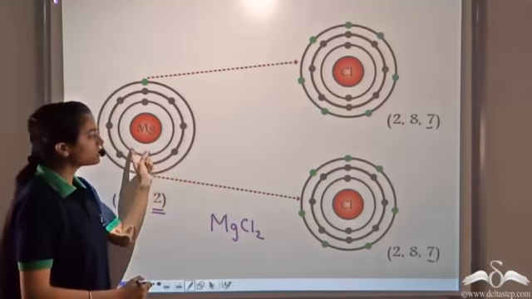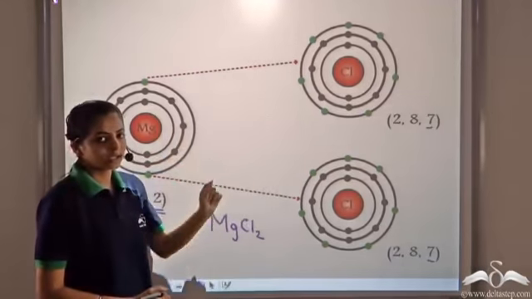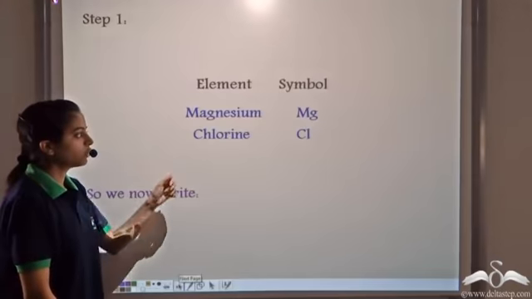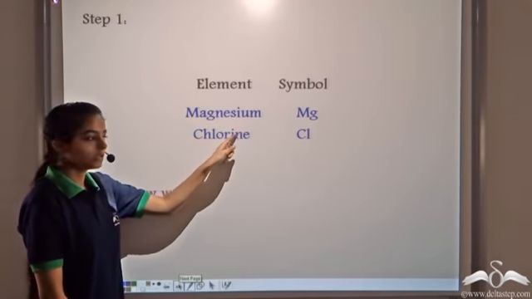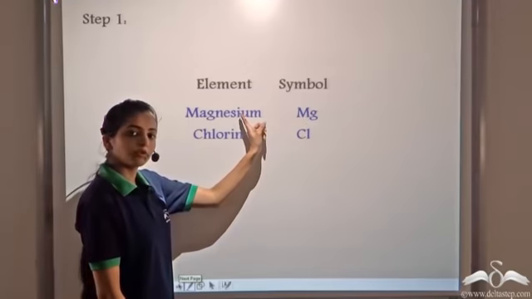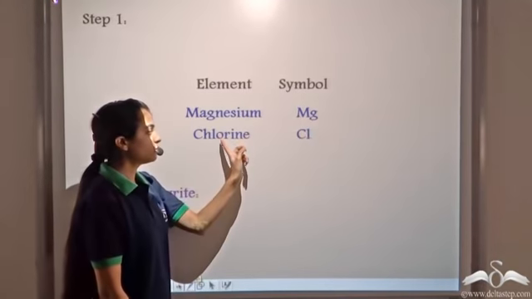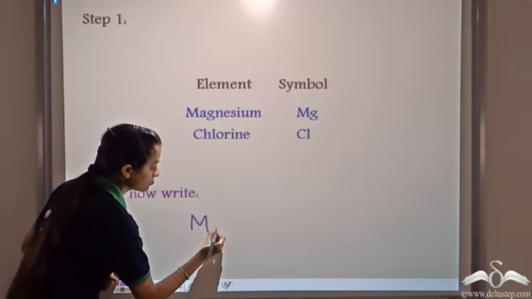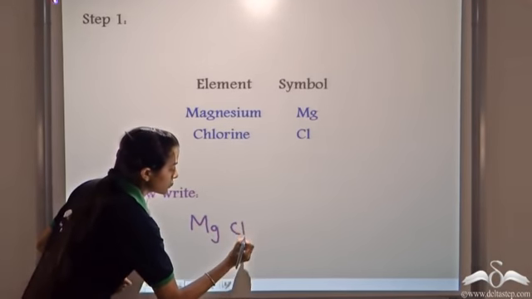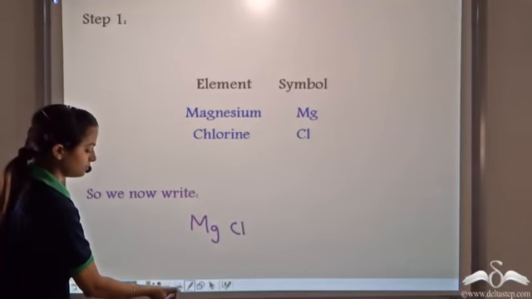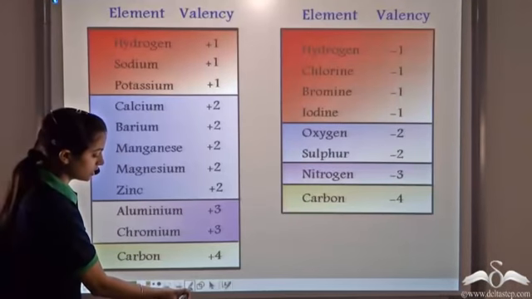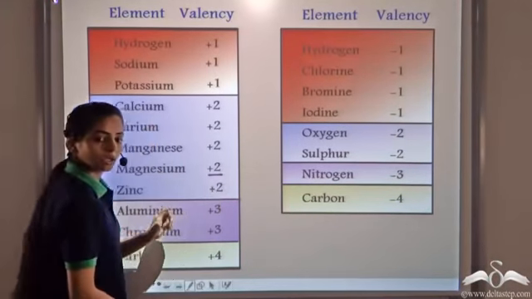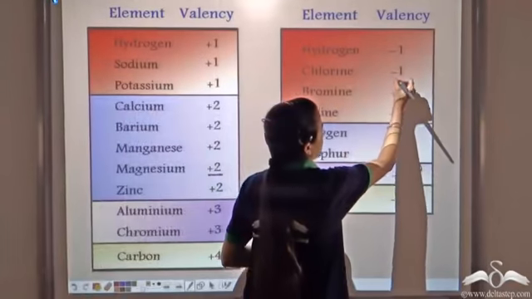But again, it's not easy to write all these atomic structures again and again. So how do we write the chemical formula? As we've seen before, we write the element names, then write the symbols. So the symbol for magnesium is Mg, symbol for chlorine is Cl. So write these 2 symbols next to one another. Check the valencies. So the valency of magnesium is +2. Valency of chlorine is -1.